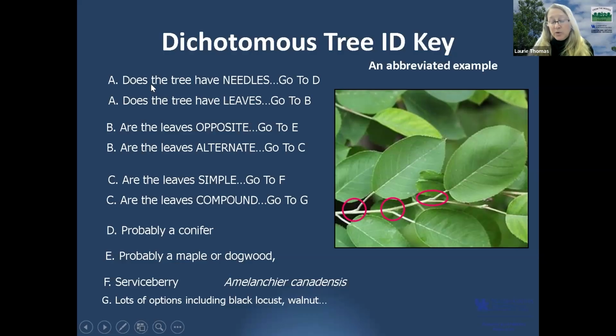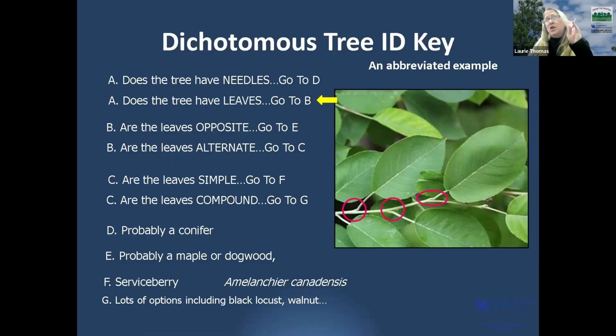And the first thing when we're doing tree leaves is it's going to ask us, does this tree have needles or does this tree have leaves? And we're looking at this sample right here. Hopefully everybody can see that this tree has leaves. So now it's sending us down to another set of characteristics. It tells us to go down to B. We've got two more options here, and that's dichotomous, the di stands for two.